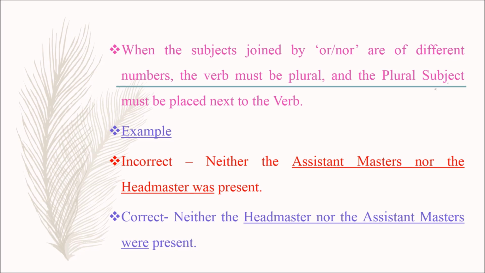Why? Because in the second sentence, the headmaster and the assistant masters are two subjects joined by nor. So, the verb must be plural and the plural subject must be placed next to the verb. So the correct sentence is neither the headmaster nor the assistant masters were present.